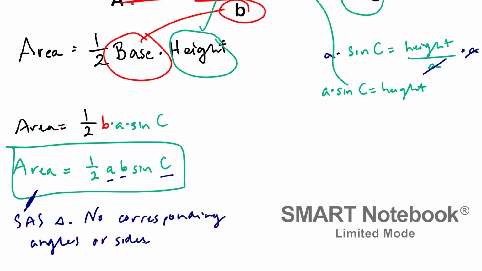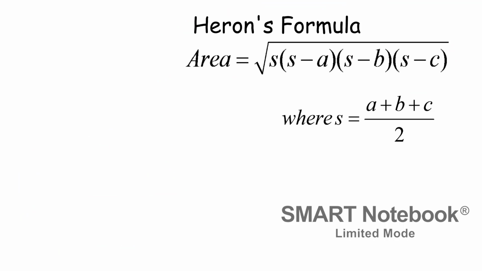What if there's some other information? Well, we actually have another formula that's fairly easy to work with. Not so easy to remember, but easy to work with. So let's take a look at that. And that formula is called Heron's formula. Heron's formula is equal to this.